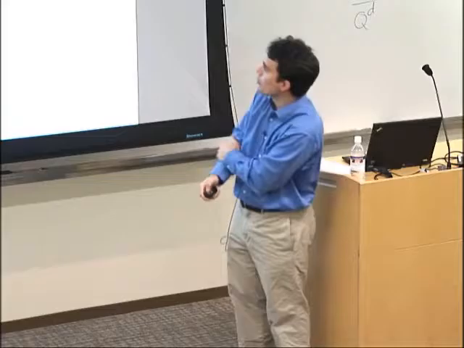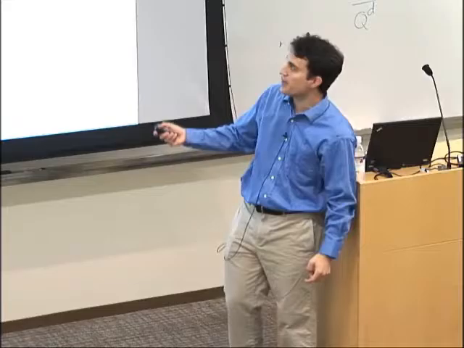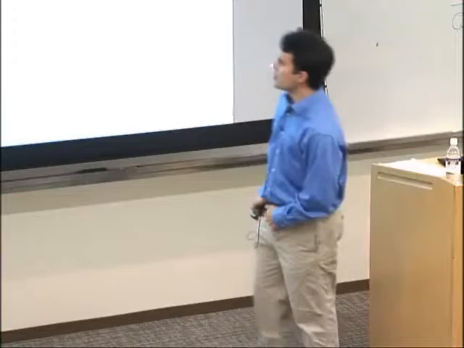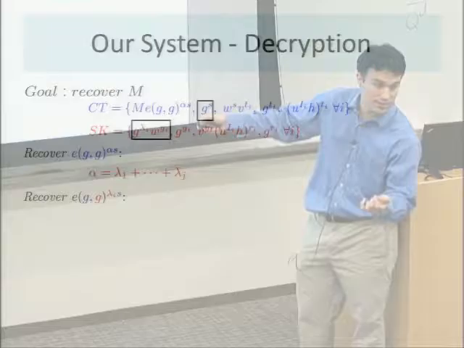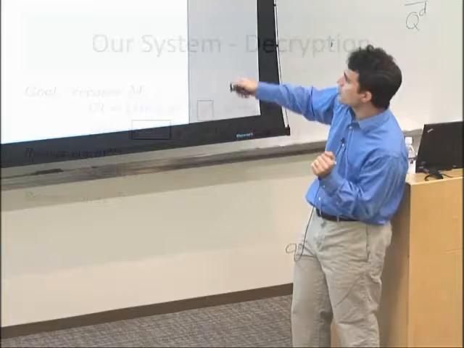Okay, so our first goal is to recover e of g,g to the alpha s, right? Because we want this to get the message. Okay, so then we can get a new subgoal of recovering each of these e of g,g to the lambda i times s. Please ask me a question if there's any point here. Okay, so we can do this by pairing these two things together. So we get the s and the lambda i part here, but then we get this extra junk.